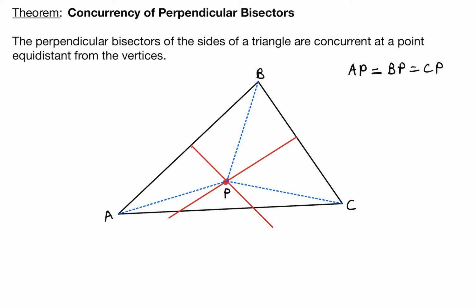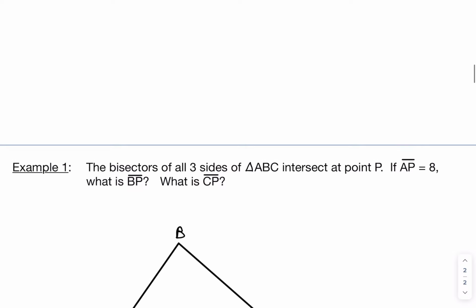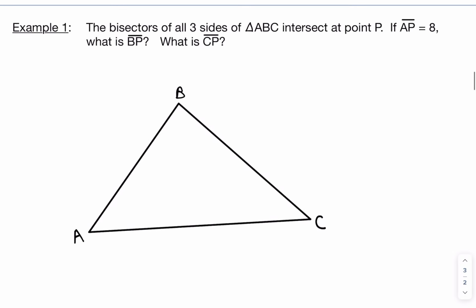Okay? All right, so let's go ahead and take a look at this first example. In this example, we're told that the bisectors of all three sides of triangle ABC intersect at point P. And the question is, if segment AP is equal to 8, what is the length of segment BP? And then what is the length of segment CP?